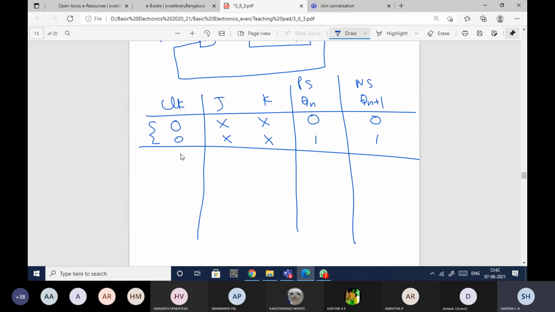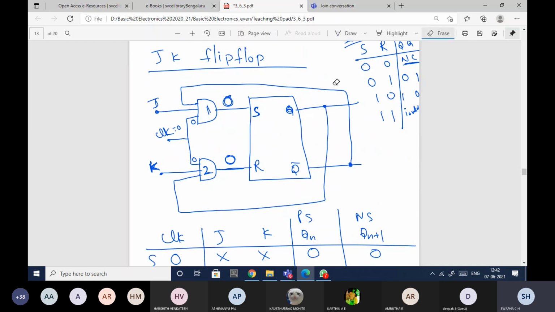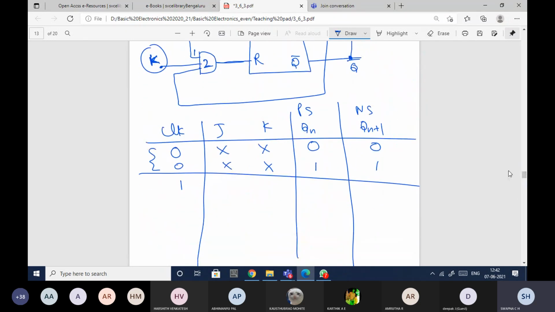Now, when clock is equal to 1, let me just analyze. When clock is equal to 1, one of the inputs to the first AND gate and the second AND gate is 1, 1. So it is depending on the J and K values, along with Q and Q bar also. This is Q and this is Q bar. So it means that I need to take different values of J and K.